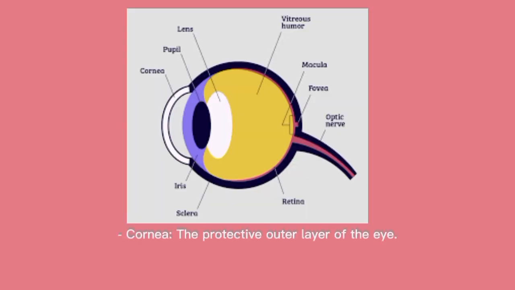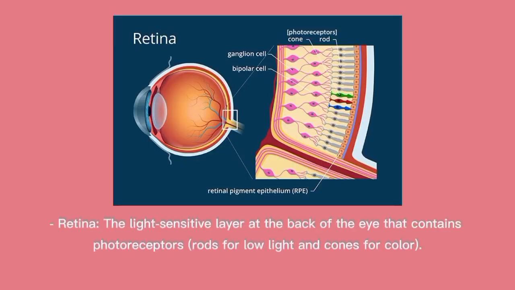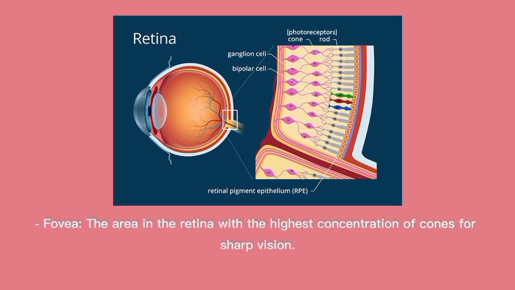Vision. 1. Parts of the eye. Cornea, the protective outer layer of the eye. Pupil, the opening that allows light to enter the eye. Iris, the colored part of the eye that controls the size of the pupil. Lens, focuses light onto the retina. Retina, the light-sensitive layer at the back of the eye that contains photoreceptors, rods for low light and cones for color. Fovea, the area in the retina with the highest concentration of cones for sharp vision.